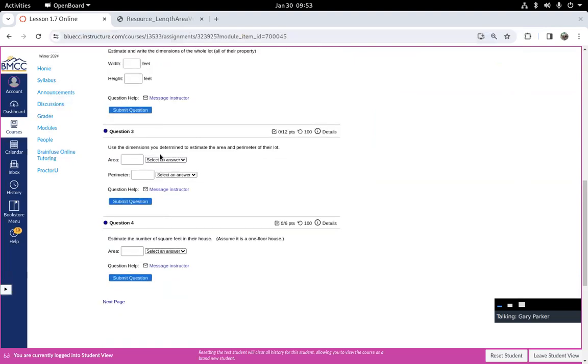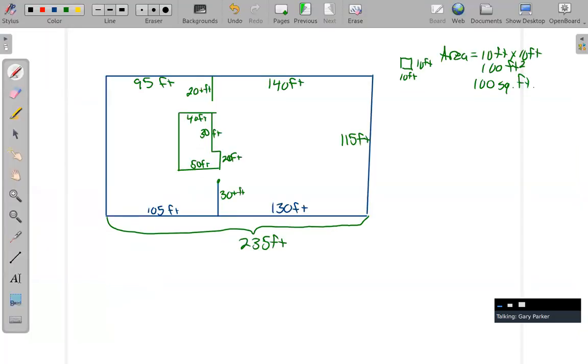All right, next we want to use the dimensions to determine and estimate the area and the perimeter of the lot. Okay, so area, we just did a small example of that. So for the whole lot, we're going to have 235 feet times 115 feet, and that's going to give you some number of square feet, or feet squared.